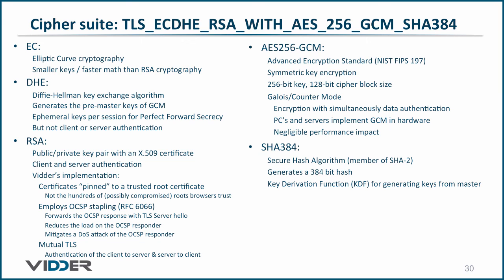Finally, this suite uses SHA-384, which is a member of the secure hash algorithm number 2 that generates a 384-bit hash. SHA-384 is the key derivation function, KDF, used for generating the 4 AES keys from the master key. There you have it, an overview of mutual TLS.